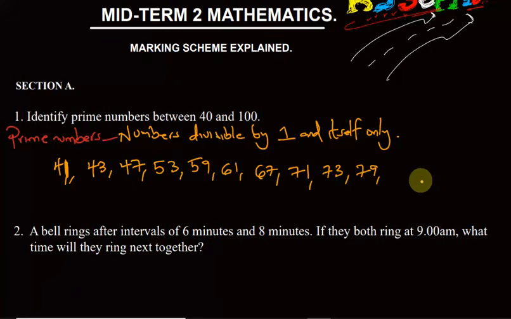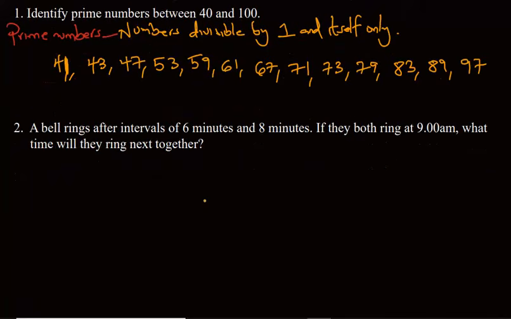79 is a prime number. 83 is a prime number. 89, that's a prime number. Then lastly 97. These are the prime numbers. So you can use the concept always. When you're asked in any exam about prime numbers between maybe 80 and 90, they are all simplified here. Let's look at question number 2.